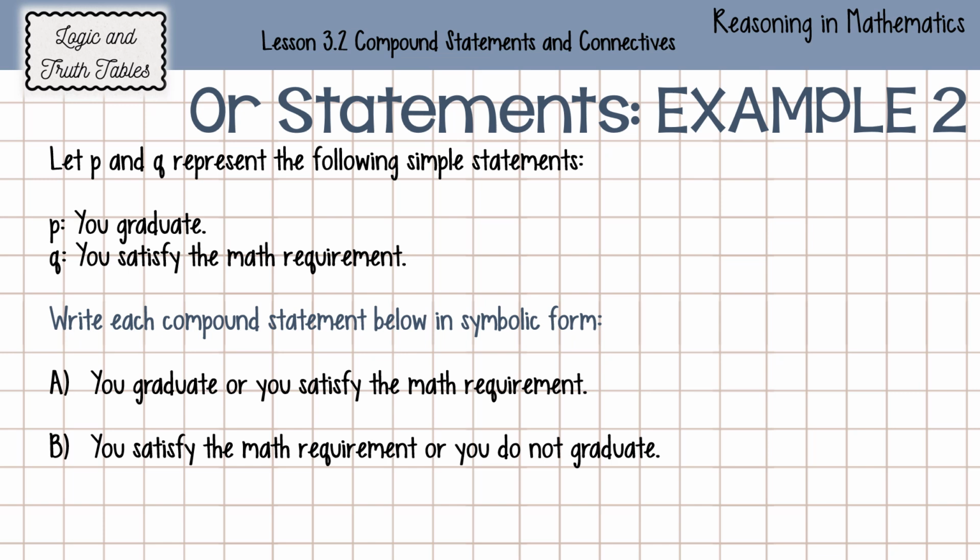You graduate, which is P, or, there's our symbol for or. You satisfy the math requirement, which is exactly what Q says. So here it is, that statement in symbolic form, P or Q. Let's look at what B says. You satisfy the math requirement. Okay, so they have Q first, or, you do not graduate, which is the negation of P. So this is Q or not P for part B.